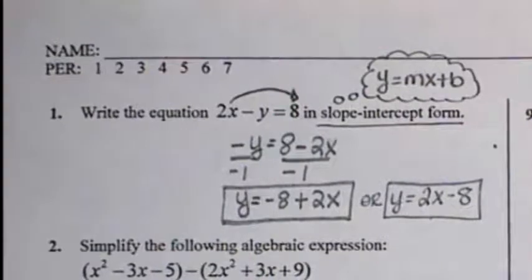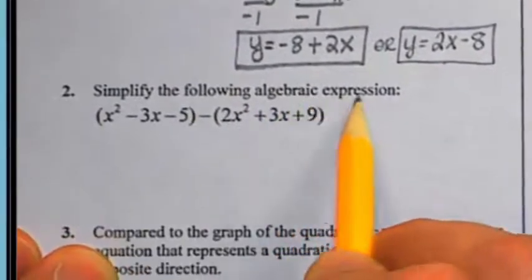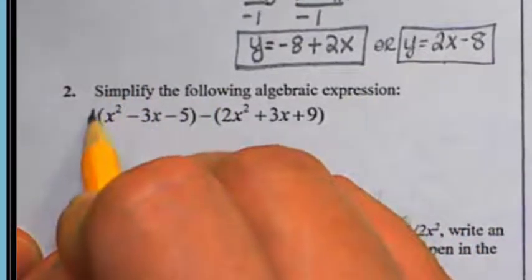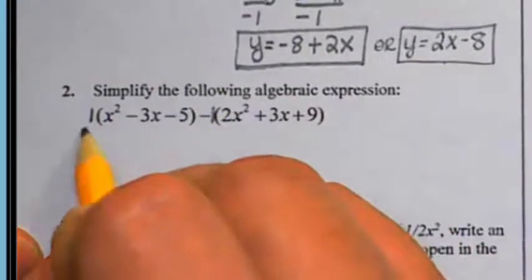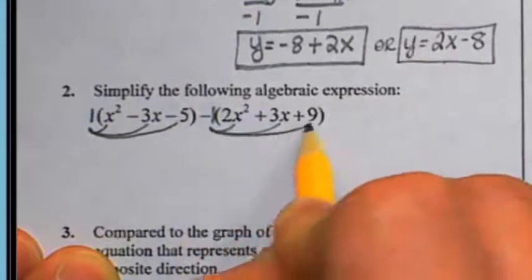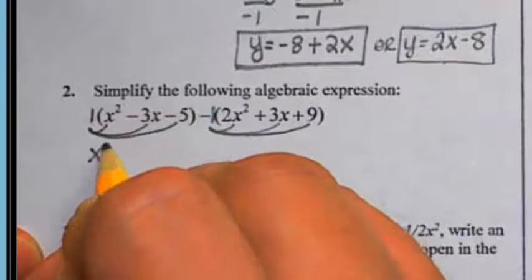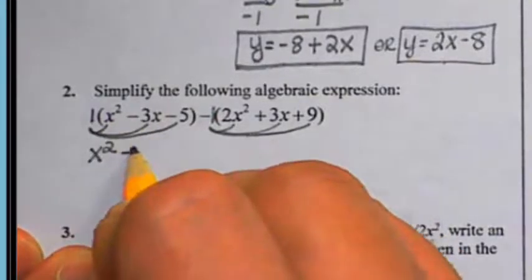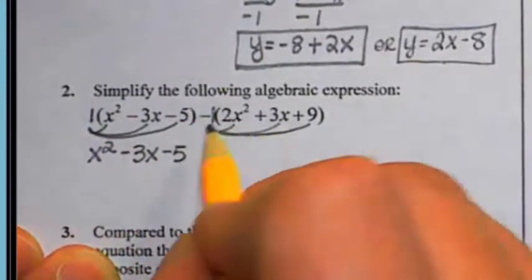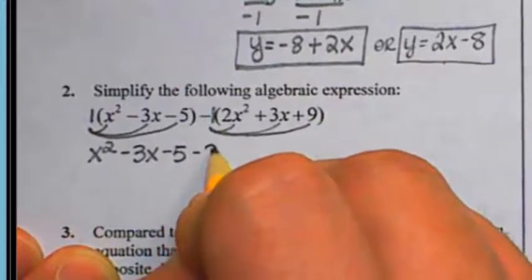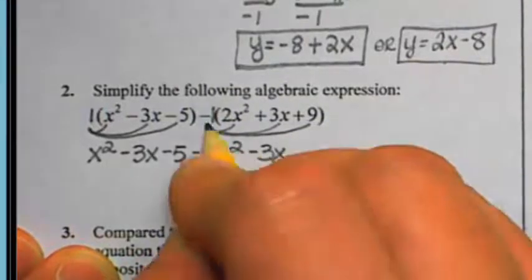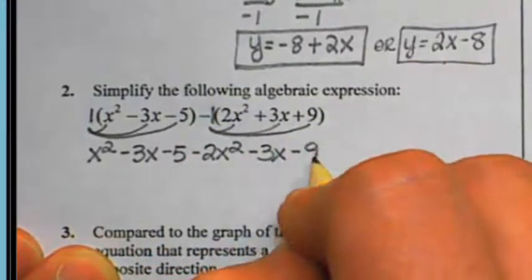Alright, next question says simplify the following algebraic expression. First thing I see is parentheses, so I'm going to put an invisible 1 right there, and there's a 1 right there, and we're going to get rid of the parentheses by multiplying. So 1 times x squared is x squared, 1 times negative 3x is negative 3x, 1 times negative 5 is negative 5, and then negative 1 times 2x squared is negative 2x squared. Negative 1 times 3x is negative 3x, and negative 1 times 9 is negative 9.